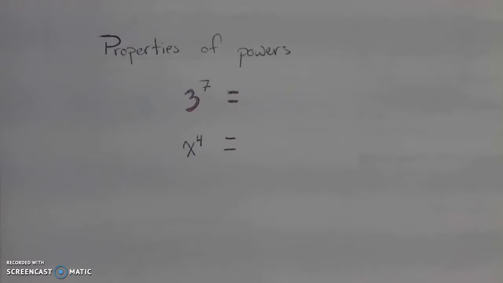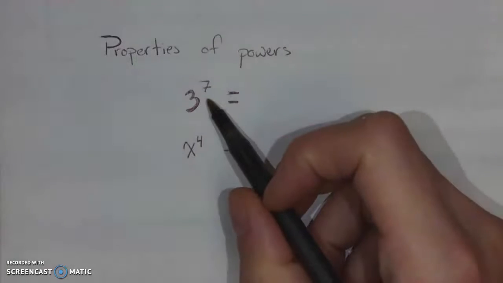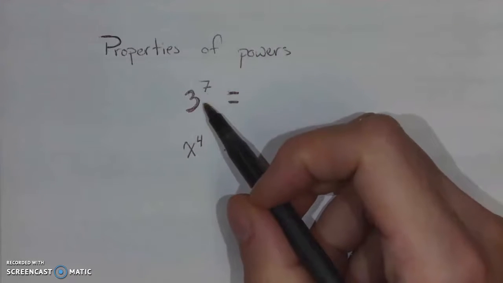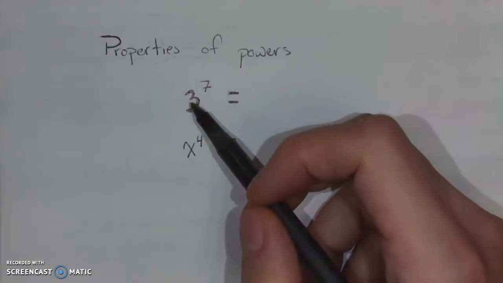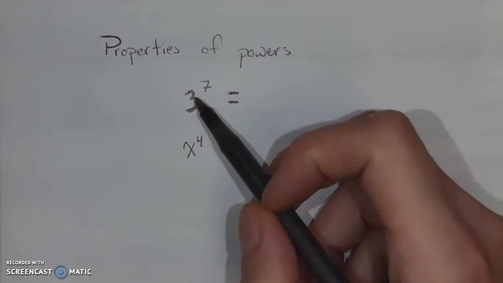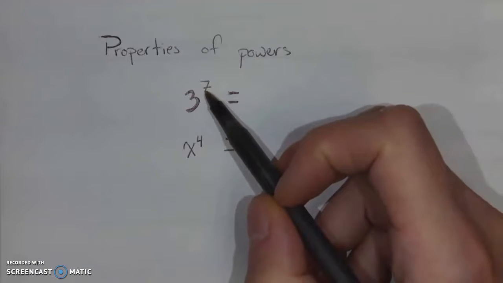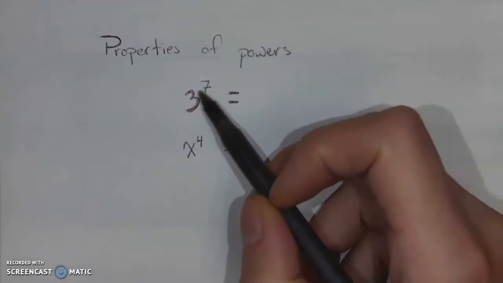Hello everyone, today we are going to be talking about the properties of powers. Before we really dive into their properties, we are going to do a bit of a refresher as to what powers mean. When you have something like 3 to the 7th, it's really just a shorthand. It's telling you that we're taking 3 and multiplying it by itself 7 times. And that's all it means.